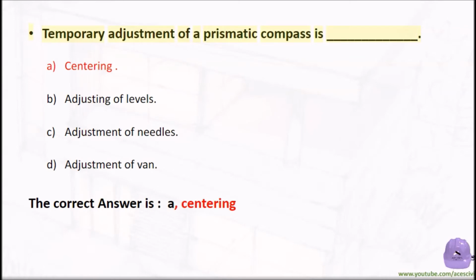Temporary adjustment of prismatic compasses: A. Centering, B. Adjusting of levels, C. Adjustment of needles, D. Adjustment of vane. The correct answer is A. Centering.